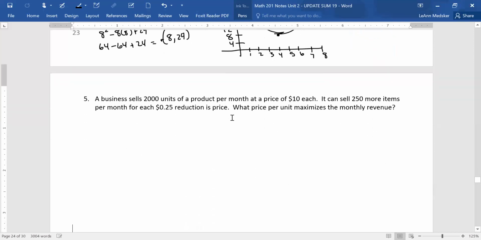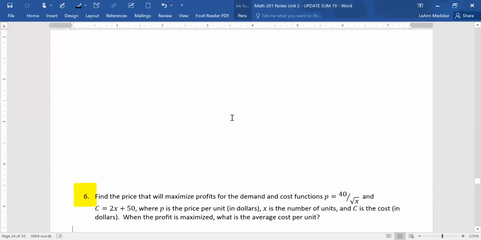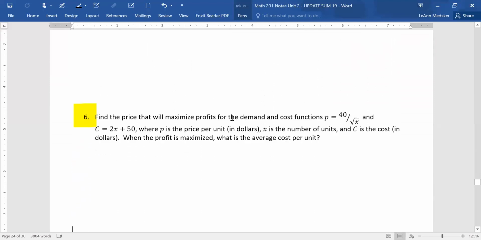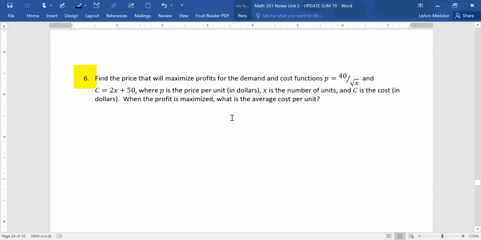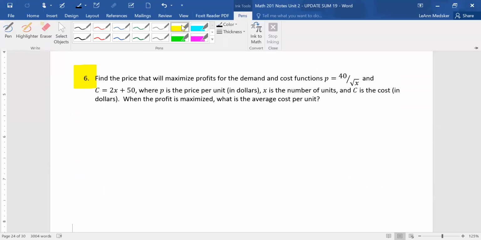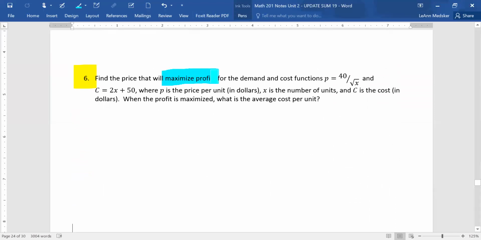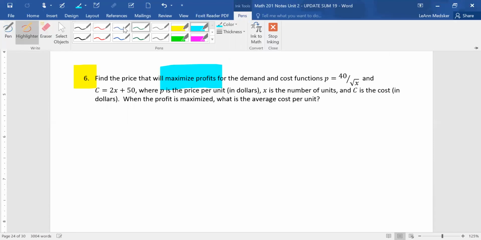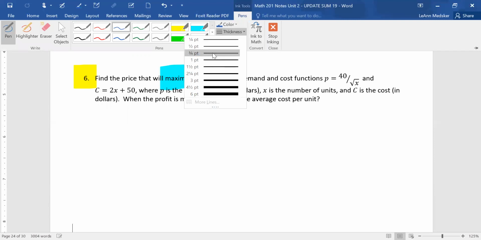Okay, so let's look on to number 6. We skipped over that one in class. This one is not hard. It just has a weird P function for the demand. So it says find the price that will maximize profits. So we're trying to get a profit function. That's the goal. And we're going to maximize it, which means we're going to take the derivative because we want to obviously figure out how to work our business.